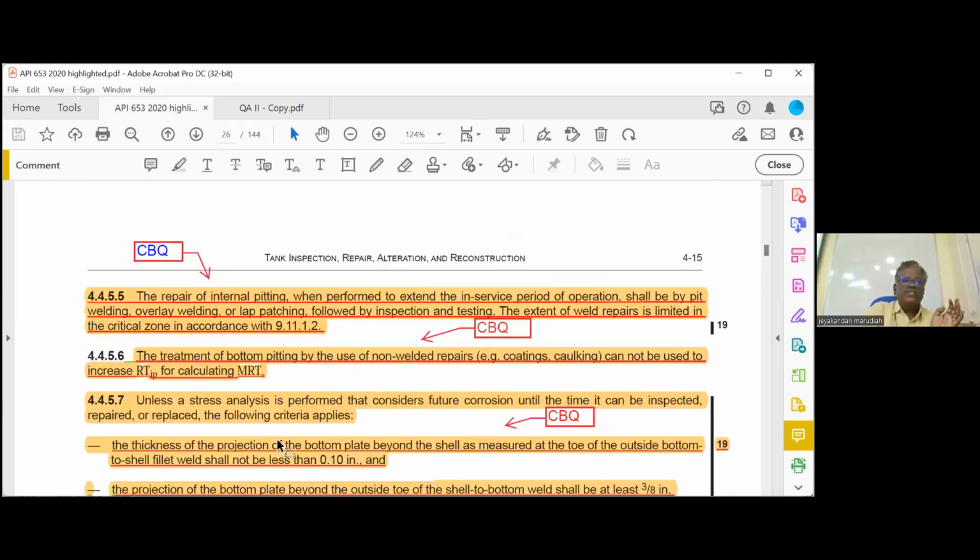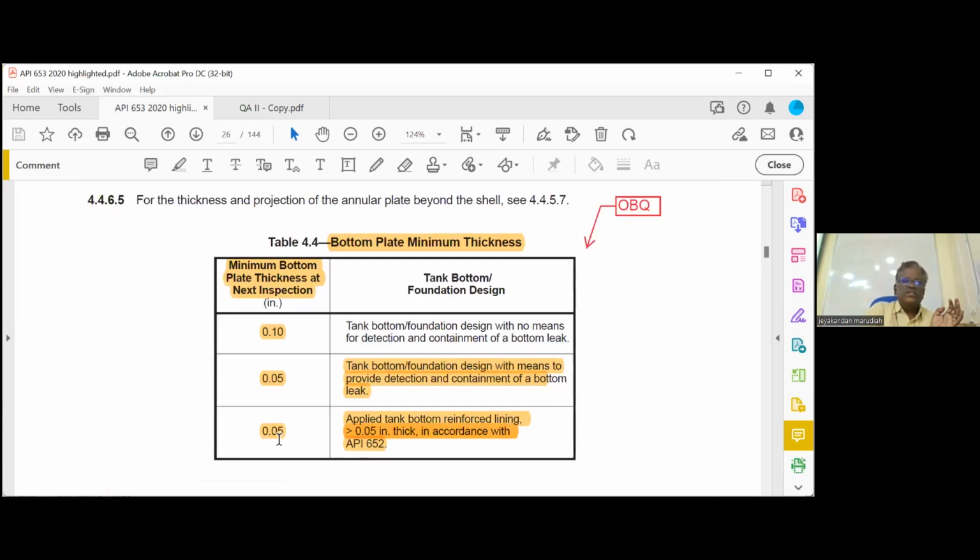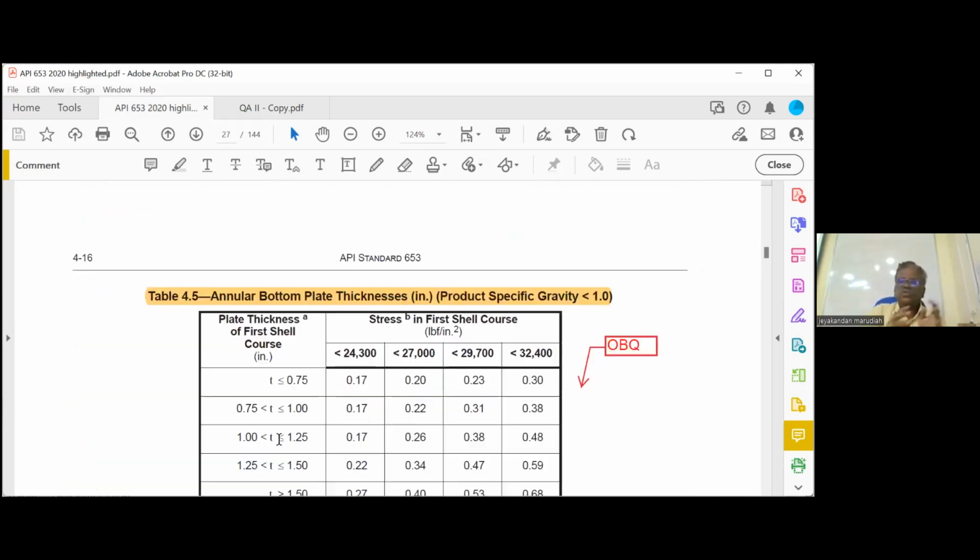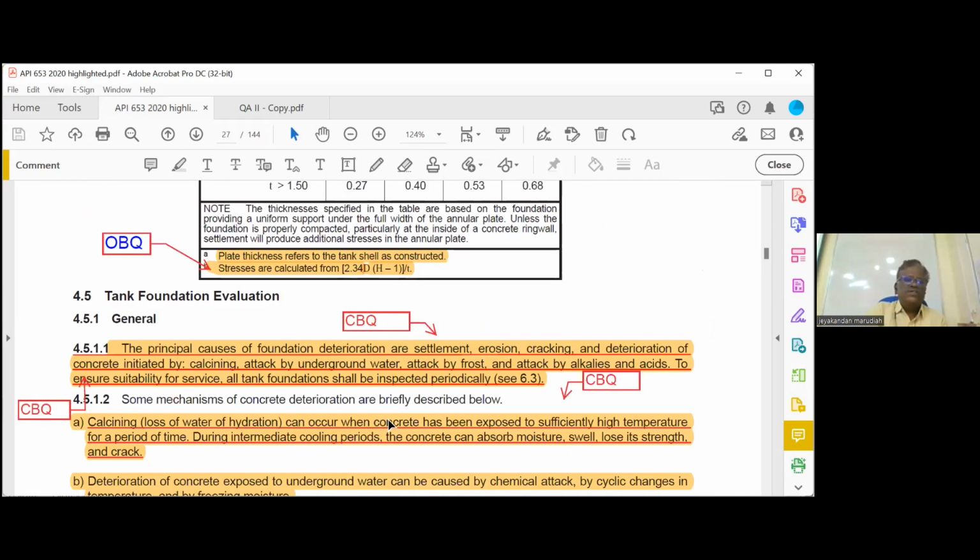annular bottom plate thickness. So what should be the annular bottom plate thickness? I told you, if the specific gravity is less than 1, you have to follow this table. And if the specific gravity is 1 or greater, you have to follow the API 650 table. Others are not so simple.